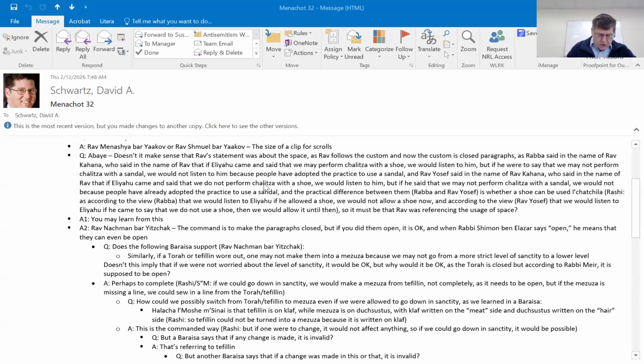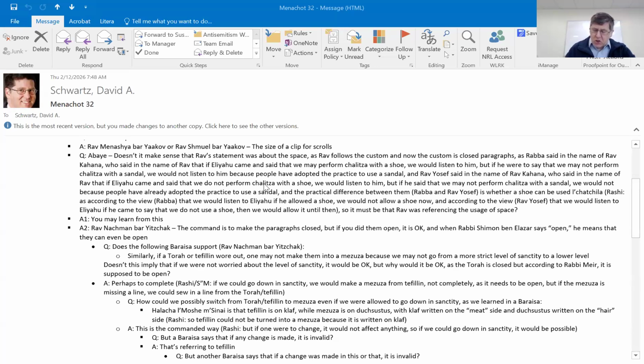And so we're now four lines up, five words from the end of the line on Lamed Bet Amud Aleph. You're telling me that if we could go down in Kodesh, and we would be allowed to make a Torah or tefillin into a mezuzah? V'hatanya, we have a specific brisa that seems very clear to say you're not allowed to do that.